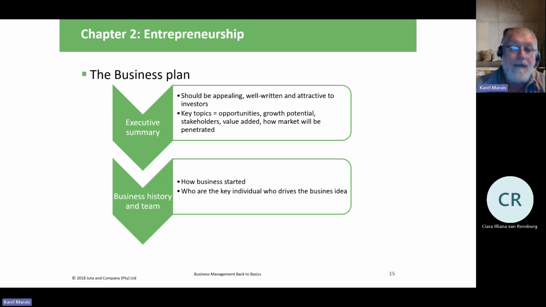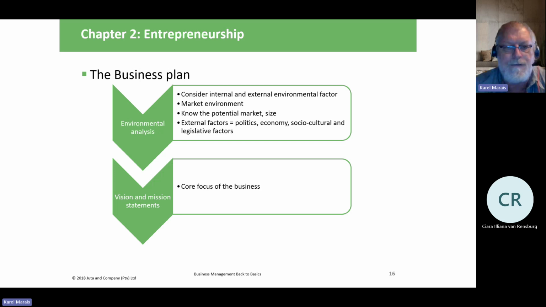So they've got this team, and you'll also say who are the key individuals who are driving the idea and who are busy working on this idea. So you'd list them, and it'd almost be a curriculum vitae of those people that is included.